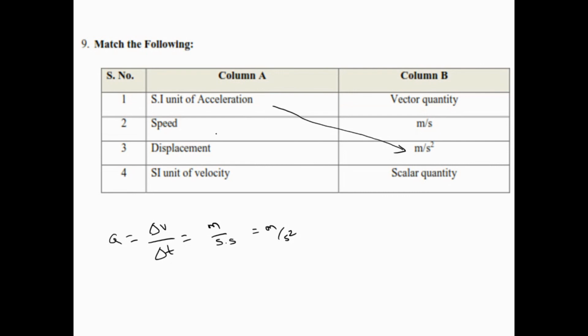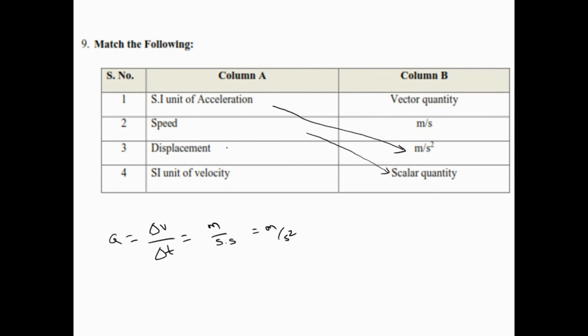And what's the speed? Here we have meter per second. Velocity also has the unit meter per second, and speed also has the unit meter per second, but the question is match the following, so you have to search for another answer for the second question. The speed is a scalar quantity. The speed only gives you the magnitude. So I'm going to connect the speed with the scalar quantity because the speed gives you only the magnitude.